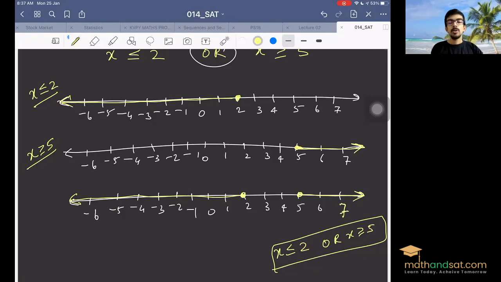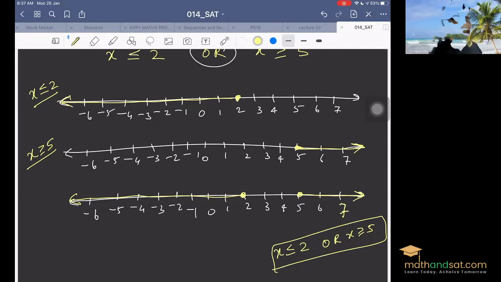When you say AND, you take the intersection. Intersection means what? You take the common region. Here you take both regions. In AND, you take the common region. Got it? Make sense? So this is the basic idea. This is the very basic idea we are discussing first.